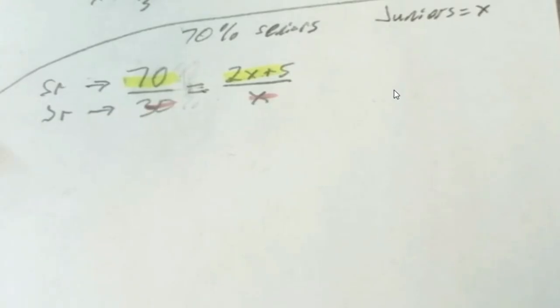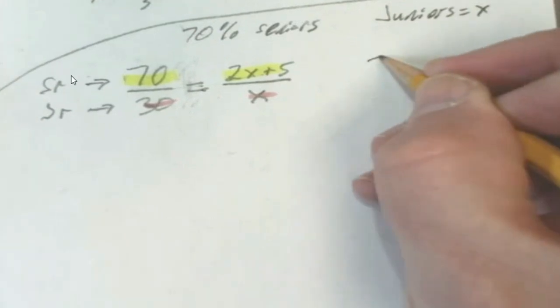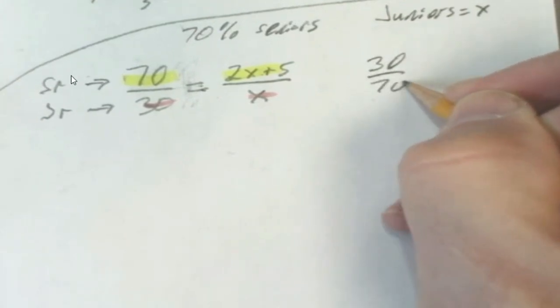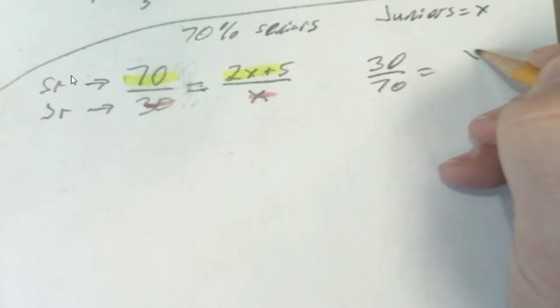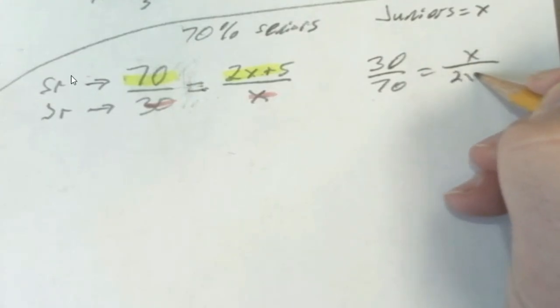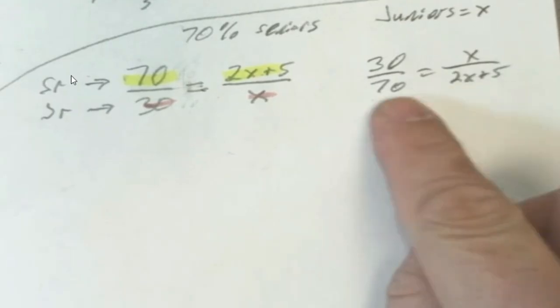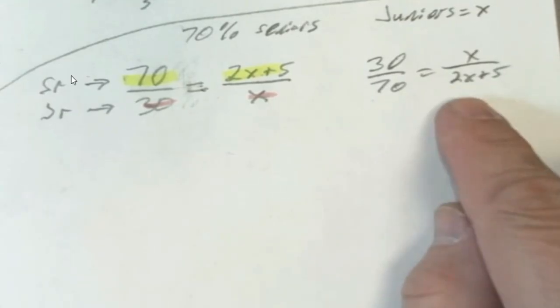Is there more than one way to set this up? Yes, there are different ways to set this up. We could have done the juniors on top. Maybe you want to do 30 over 70. We just have to make sure the other side also has the juniors on top. This is the same. This will solve the same for x.